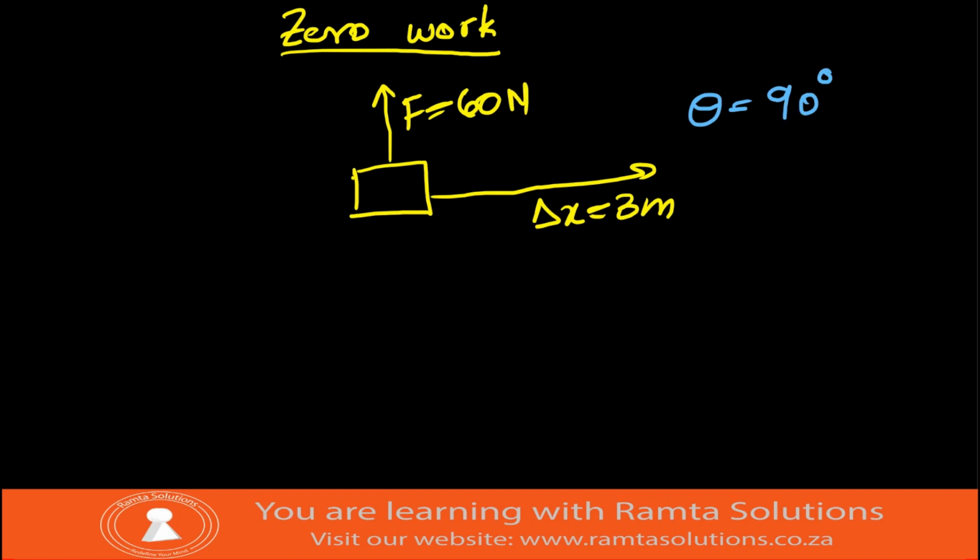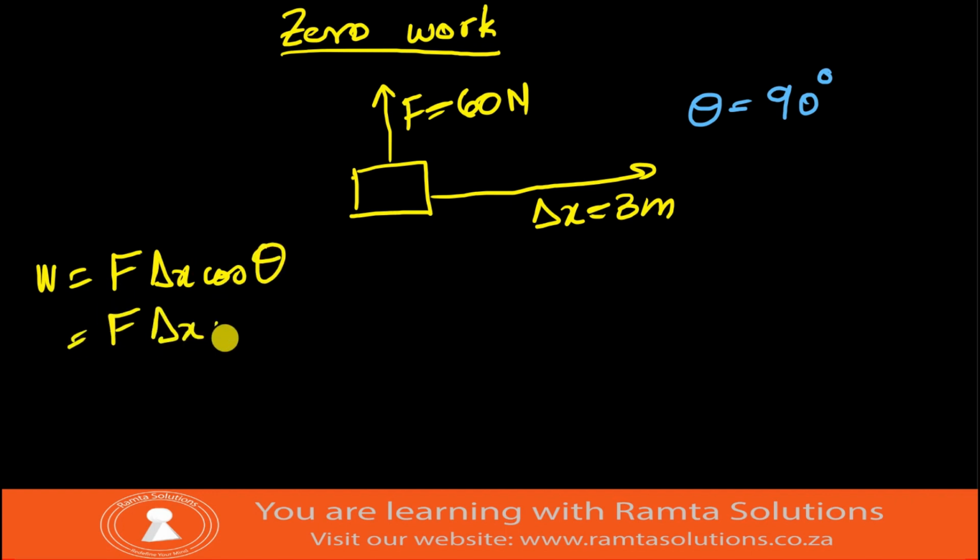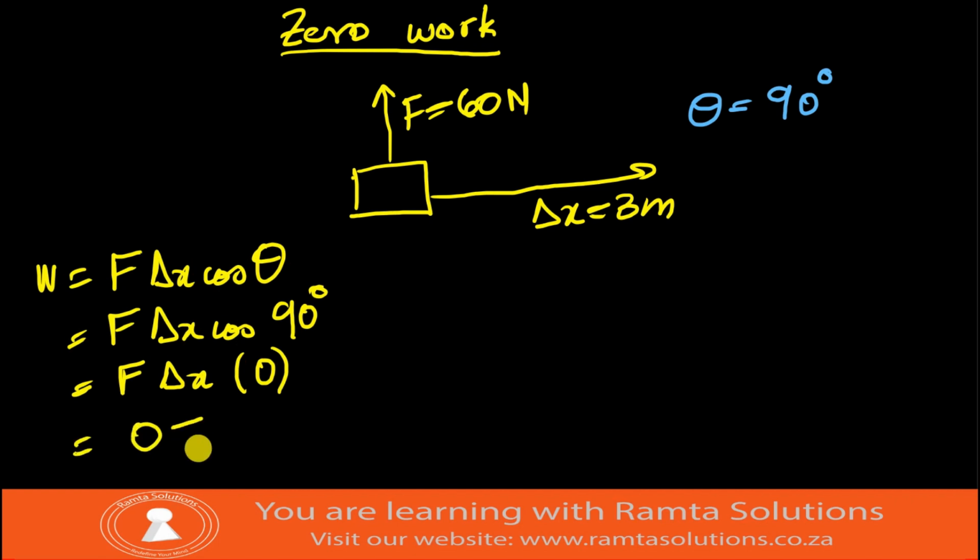Now, let's generalize this. Work equals F delta X cos theta. So F delta X cos 90 degrees. What is cos 90 degrees? We all know it's 0. So therefore, this means 0 joules. So when a force is acting perpendicular to the displacement, there is 0 work done.